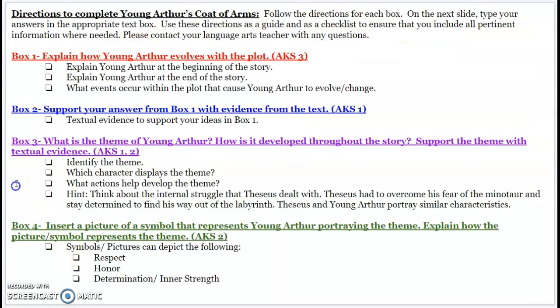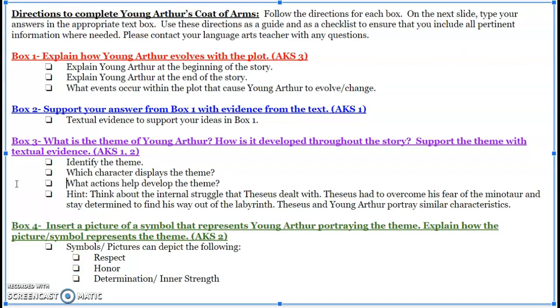Then we have box 3. What is the theme of young Arthur and how is it developed throughout the story? Support the theme with textual evidence. Again, what is the theme? Identify the theme. What lessons did you learn? Is it something about honor, respect, loyalty, determination, and inner strength? Okay, what character displays this theme? Well, I think you know that you probably should use young Arthur. That might be the easiest character to use. Also, what actions help develop the theme? What did young Arthur do to help develop his theme?